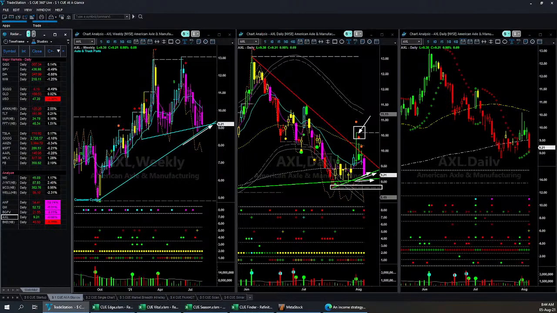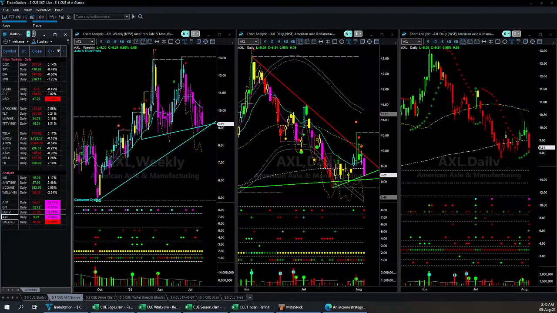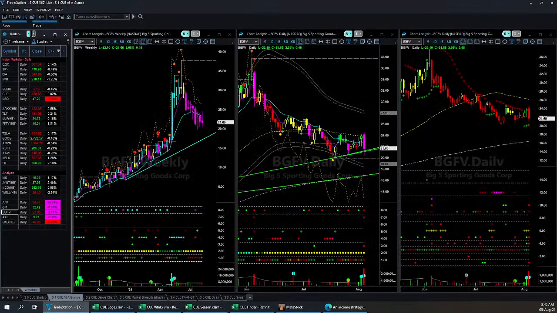There were multiple choices here. And as I mentioned, if I had to choose only two of these five stocks for shorting the put, I would have selected this one, AXL, because it touched trendline support and stopped there. And the other would be Big 5, BGFV.